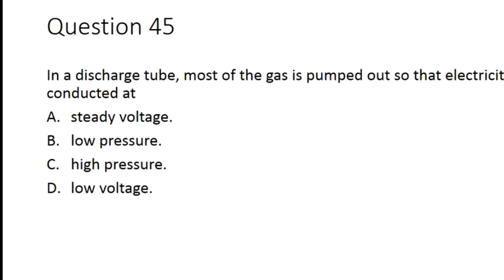45. In a discharge tube, most of the gas is pumped out so that electricity is conducted at A. Steady voltage, B. Low pressure, C. High pressure, D. Low voltage. The correct option is B. Low pressure.